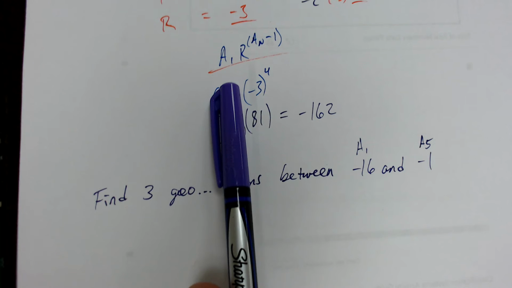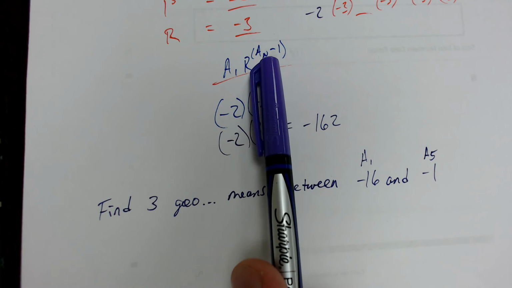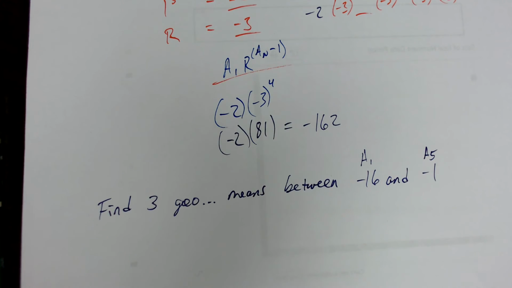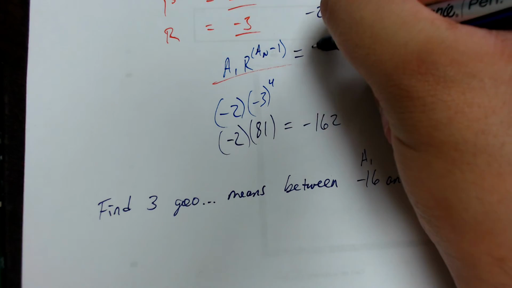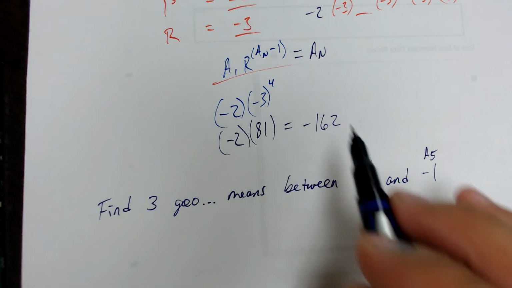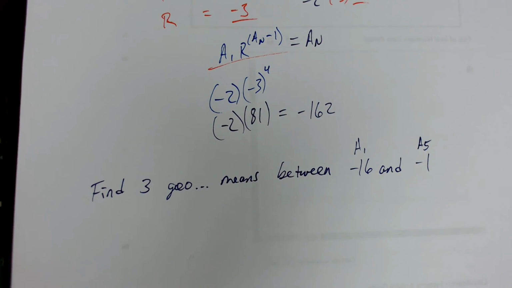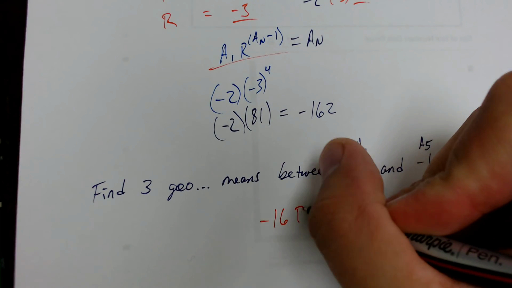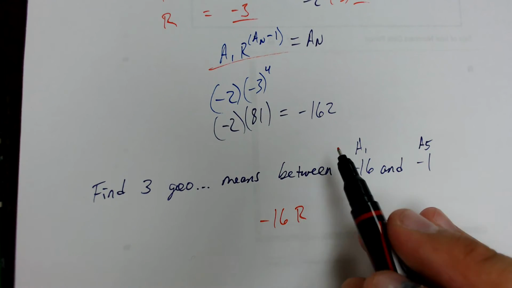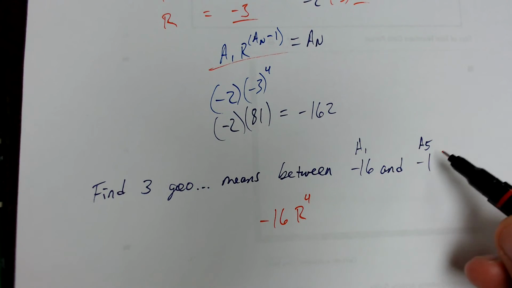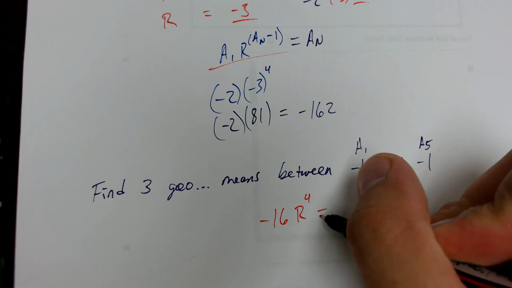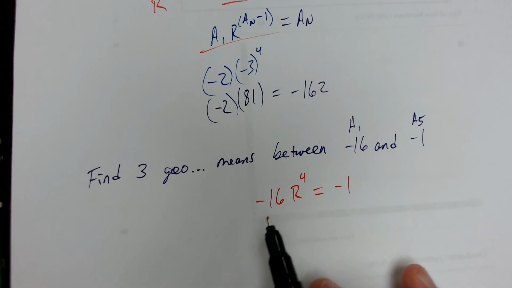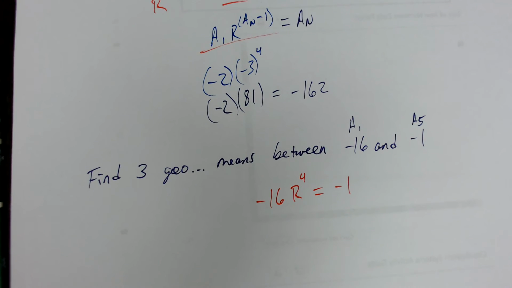So if we have to find the 3 geometric means between them, we're going to use this equation that we have up here, except instead of solving for a sub n, or figuring out what this answer is equal to, we'll be setting this equal to negative 1. So if I fill in the blanks here, a sub 1 is going to be negative 16. The ratio is going to be unknown. The exponent we know is going to be 4 because we're looking for a sub 5, and that is going to equal the value of a sub 5, which is negative 1. So using all this information, all I have to do now is solve for r.